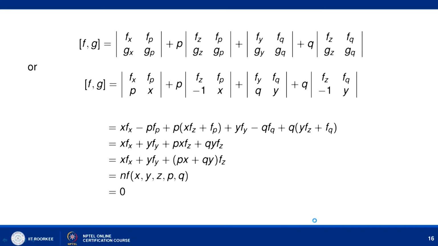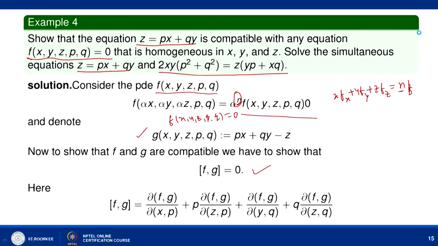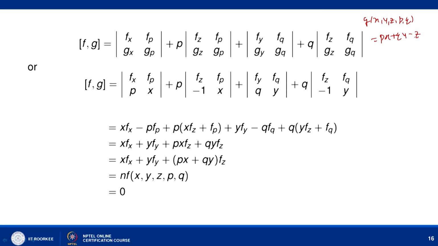So I can write the Jacobian bracket Fg with respect to x, p as fx fp gx gp plus p times fz fp gz gp plus fy fq gy gq plus q times fz fq gz gq. Now here we already know that g(x, y, z, p, q) is equal to px plus qy minus z. Let me see whether it is correct. It is px plus qy minus z. Okay, so this is the bracket Fg.